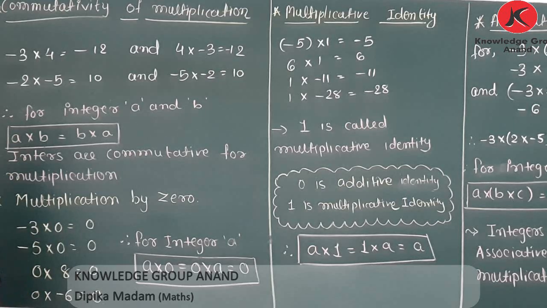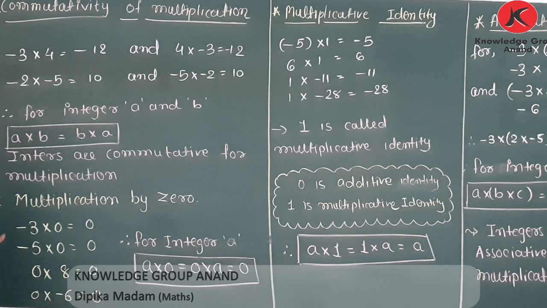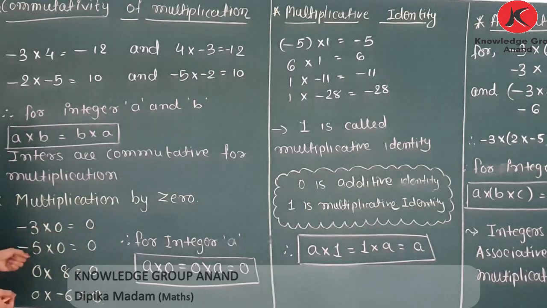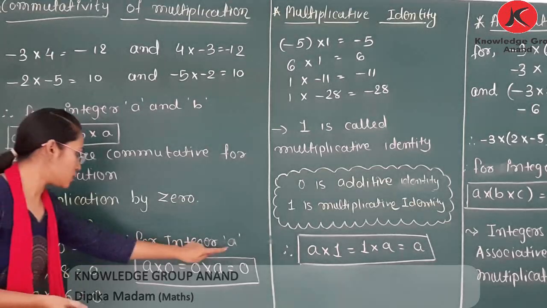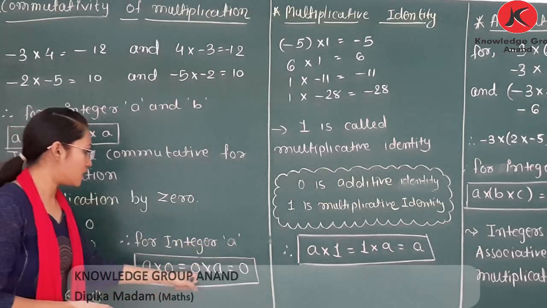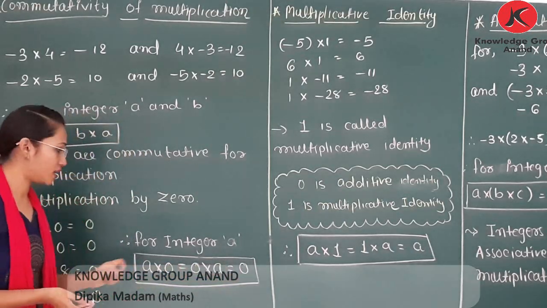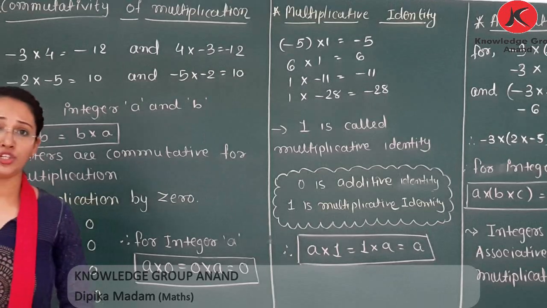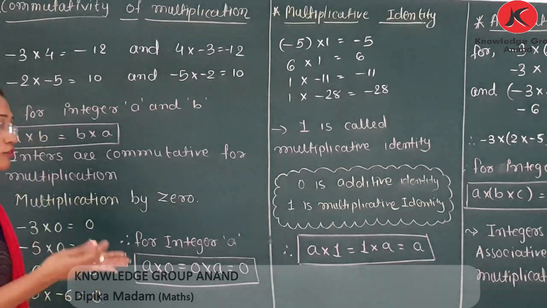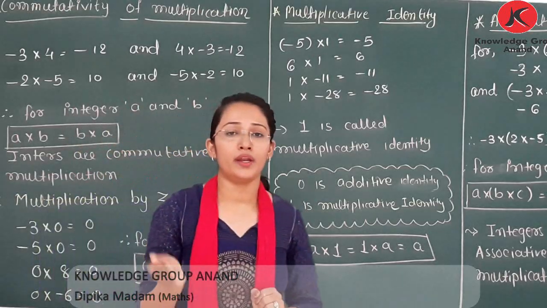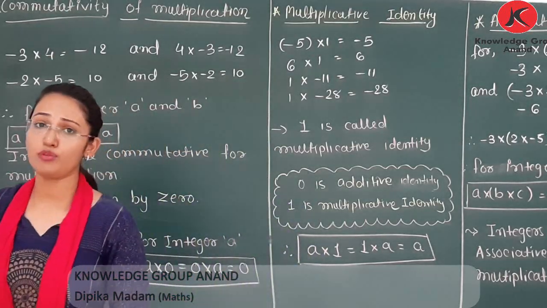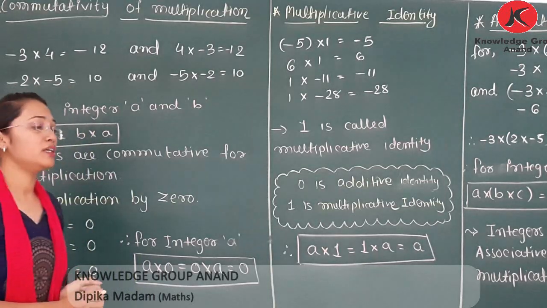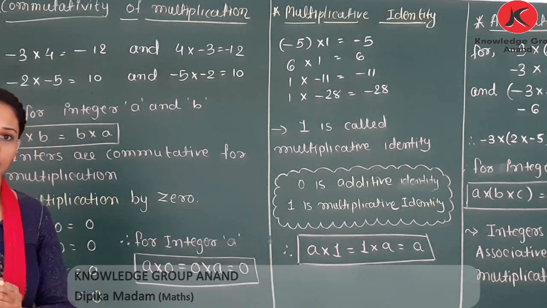Now multiplication by 0. If you multiply any integer with 0, so -3 multiply 0 is 0, -5 multiply 0 is 0. 0 multiply 8 is 0 and 8 multiply -6 is also 0. For integer a, a multiply 0 is equal to 0 multiply a, that is 0. We can write if we multiply any integer with 0, just like normal whole numbers, if we multiply any number by 0 we get 0. Same rule can be applied for integers. If we multiply any integer with 0, answer is 0.